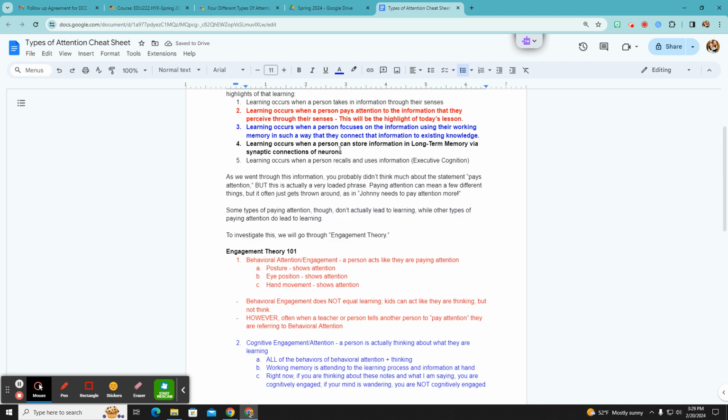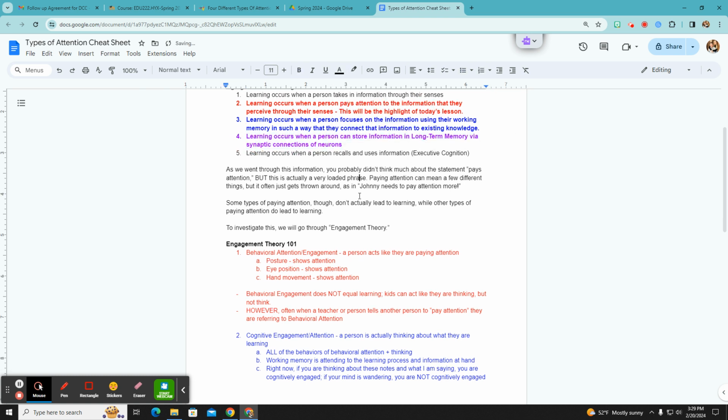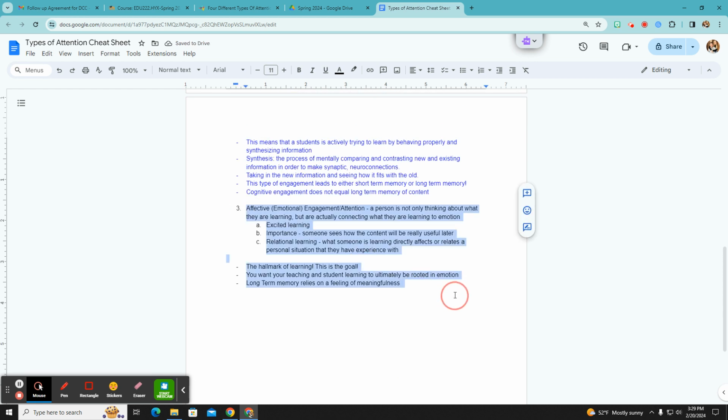And then finally, they store that information in long-term memory via synaptic connections of the neuron. This is only done when something resonates with a person and is really meaningful. I'll make it purple. That meaningfulness leads to long-term memory. We made it purple because at this point, the student is learning in such a way that they want to learn. When a student or person is emotionally engaged, it means they want to learn.